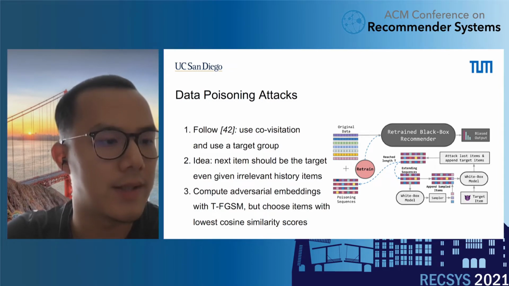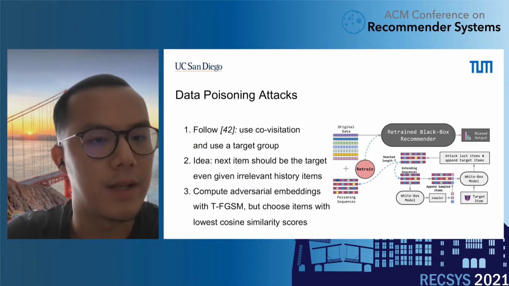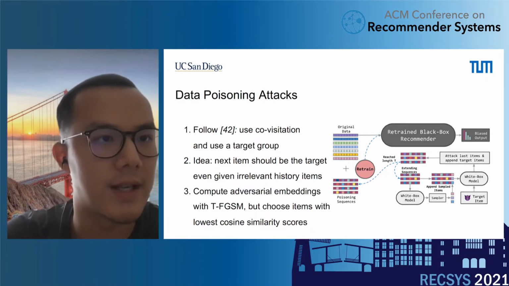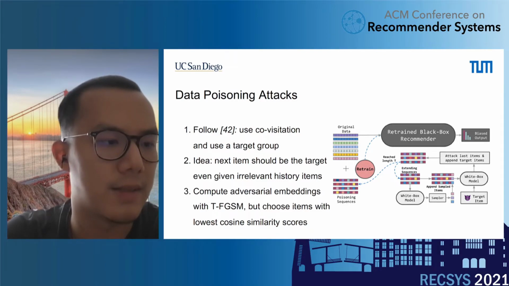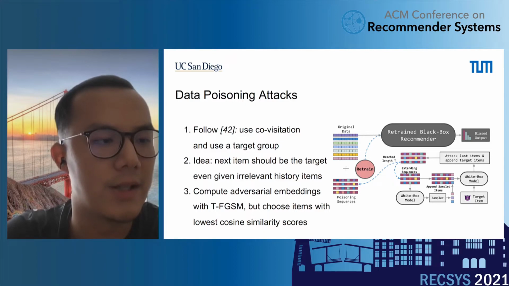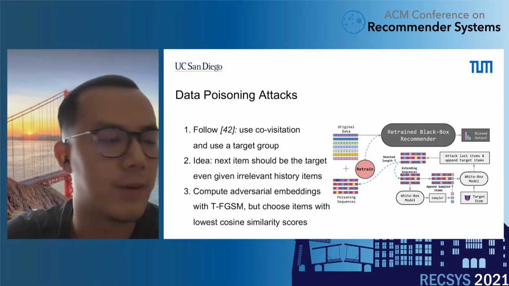And in our case, the idea is a little bit different. We want the next item to be the target, even if the input sequences are most unlikely items. So we start from some sequences and we compute adversarial embeddings with TFGSM, which is the same as profile pollution. But when we choose items, we tend to choose the ones with the lowest cosine similarity instead of the highest, so that our co-visitation consists of some very irrelevant or very unlikely items followed by the target.